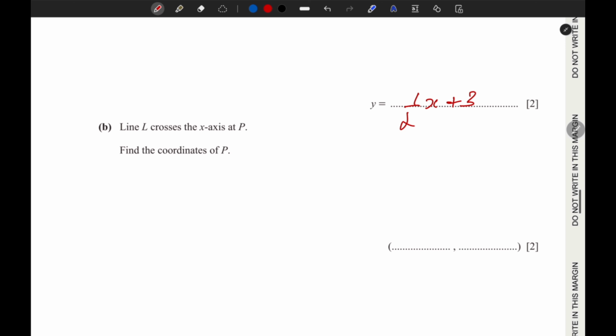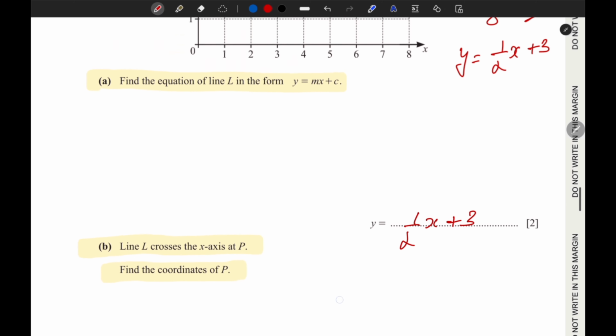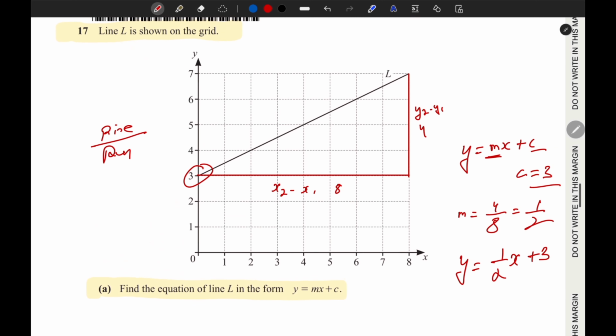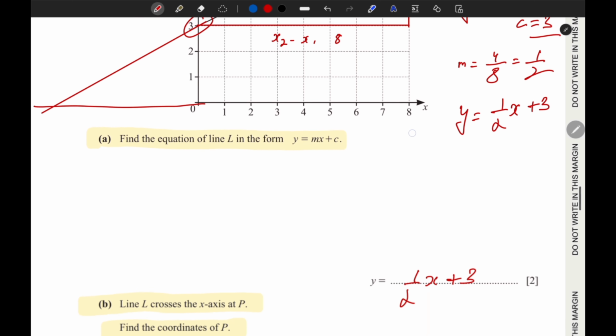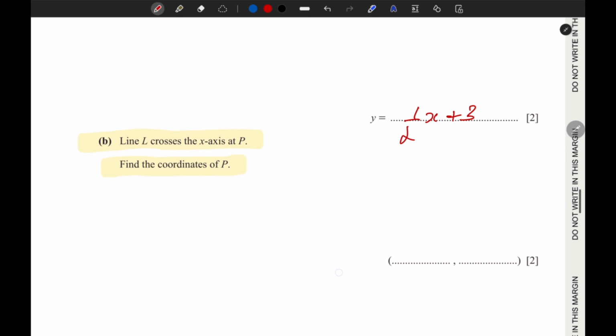The B part is: the line L crosses the x-axis at P. Find the coordinates of P. So they are saying the line L crosses the x-axis at P. If you consider this line, it will be crossing the x-axis at some point. This is the x-axis. So you know that at the x-axis, what is 0?